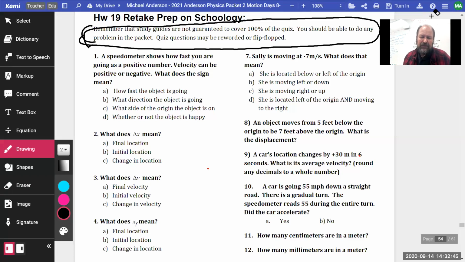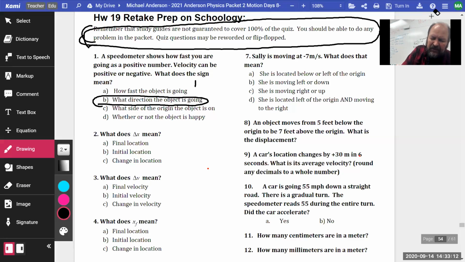Number 1, a speedometer shows how fast you are going as a positive number. Velocity can be positive or negative. What does the sign mean? Circle your answer at this time. How fast the object is going, what direction the object is going, what side of the origin the object is on, whether or not the object is happy. The answer is what direction the object is going.